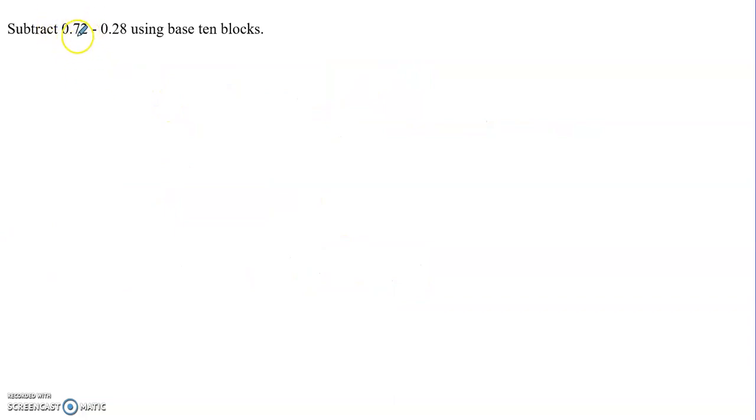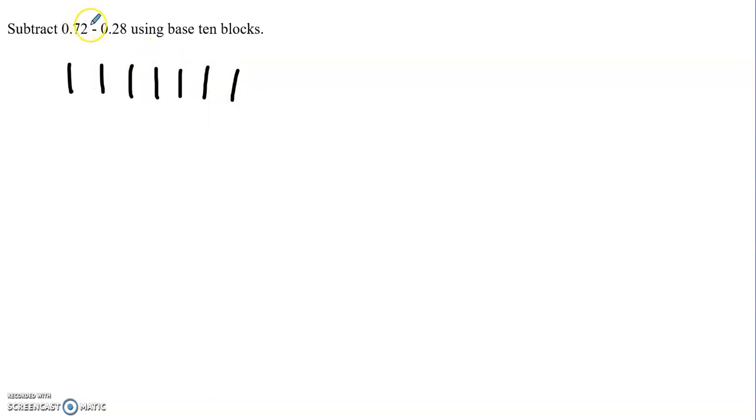So I take the first number that I'm subtracting from, and I'm going to build that in base 10 blocks. So I have a 0 in the ones place, so that means I have no flats. I have a 7 in the 10th spot, so that means I have 7 longs. 1, 2, 3, 4, 5, 6, 7. I have 7 longs. And I can recount 1, 2, 3, 4, 5, 6, 7. I have 7 longs, which is 7 tenths.